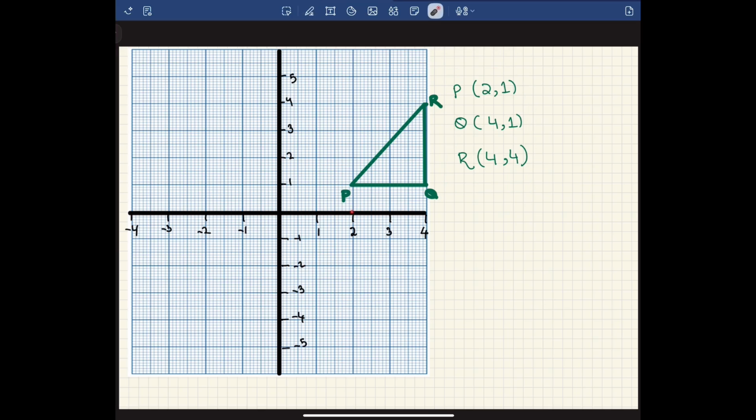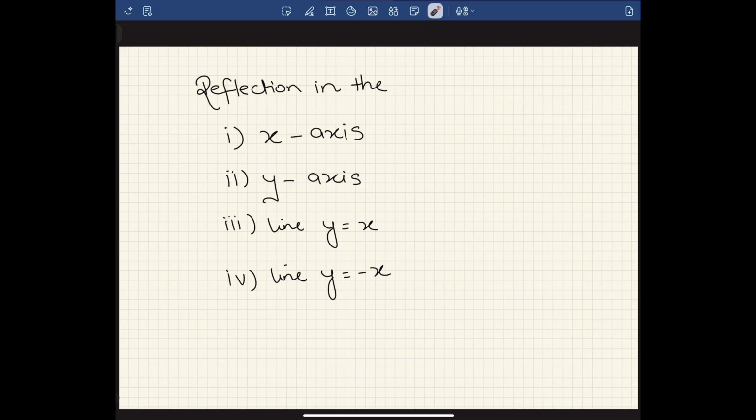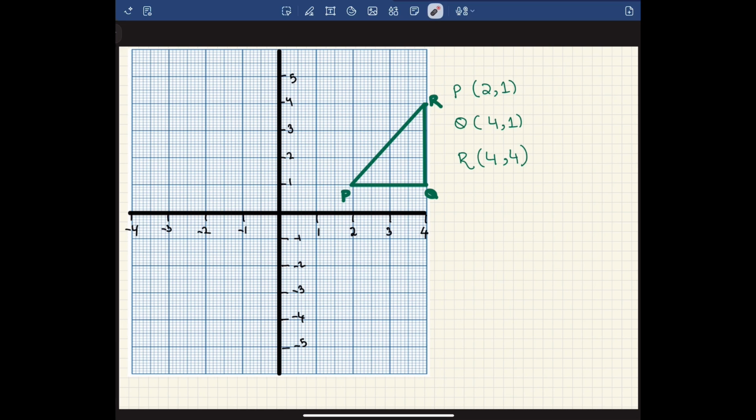Let's imagine that we have a triangle PQR with the following coordinates. P is 2, 1, Q is 4, 1, and R is 4, 4. So they've been listed here. The first case that we're going to discuss is reflection in the x-axis. I hope everyone knows that this is the x-axis. So basically they're asking for a reflection of triangle PQR in the x-axis.